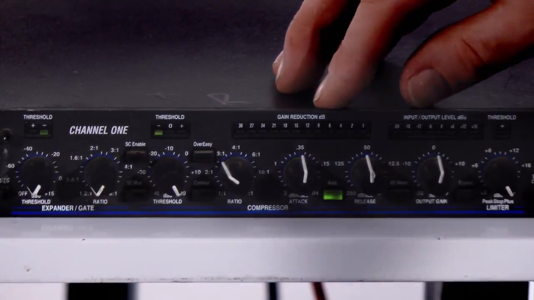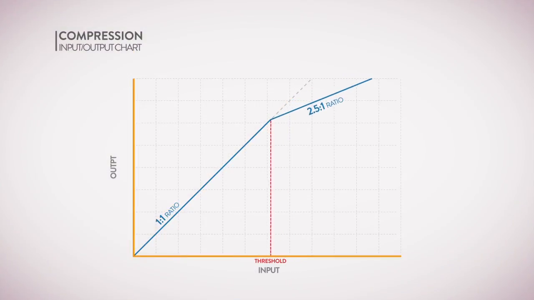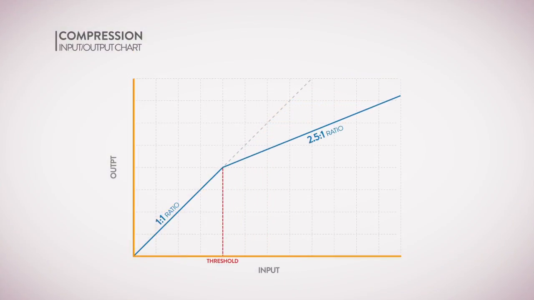We can change the speed of a compressor. We can make it work more quickly or more slowly. And we can also change its release. We have an attack and a release. The attack will speed up the compressor. It makes it clamp down very quickly or more slowly. And the release, once it's clamped down, the release changes the speed at which we let go again.